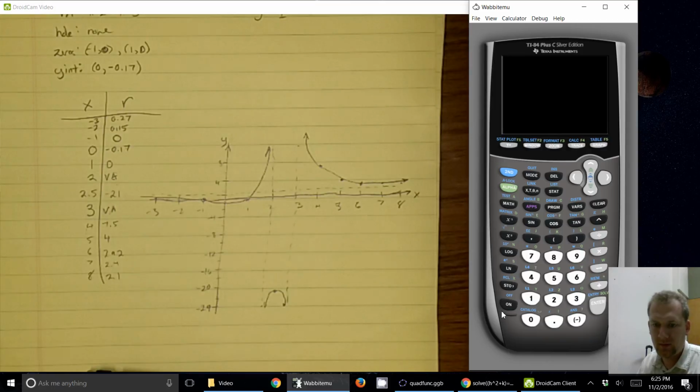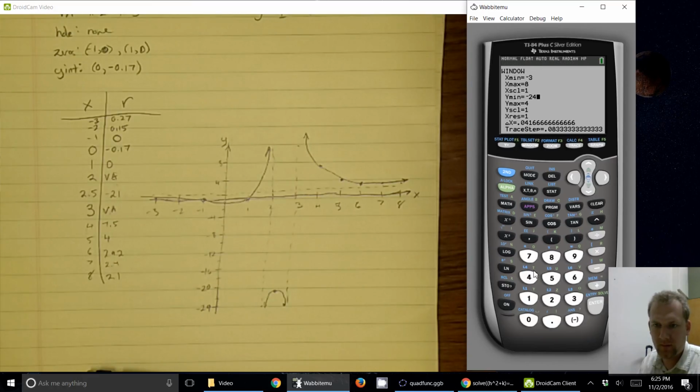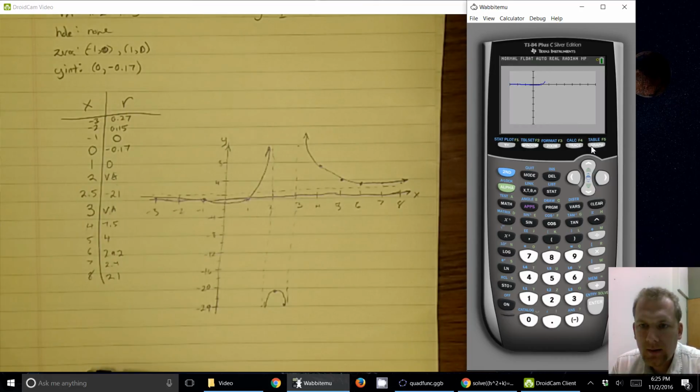So let's see if we are right about that. Negative 3 to 8 by 1s. And then I went negative 24 to 8. And I went by 4s. Hopefully this works out. It's looking pretty good. I'm happy with that.